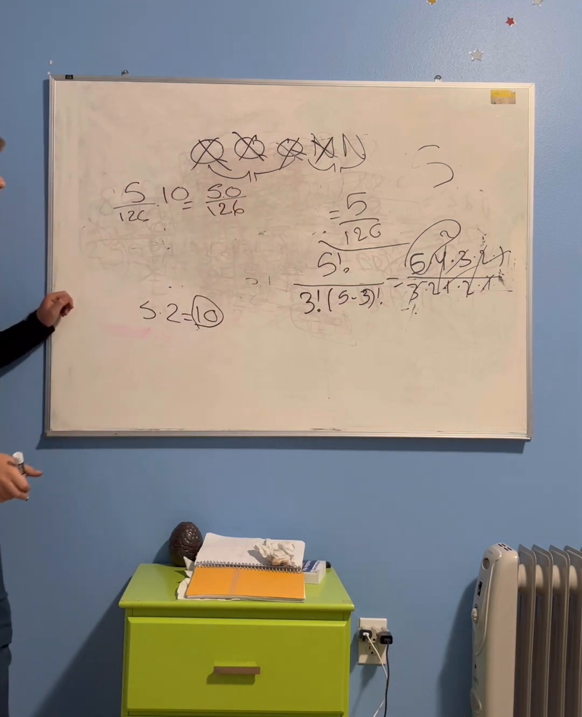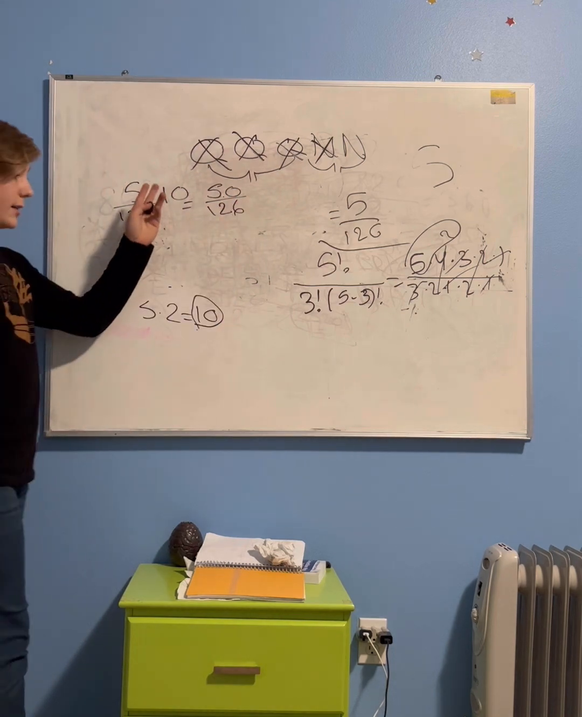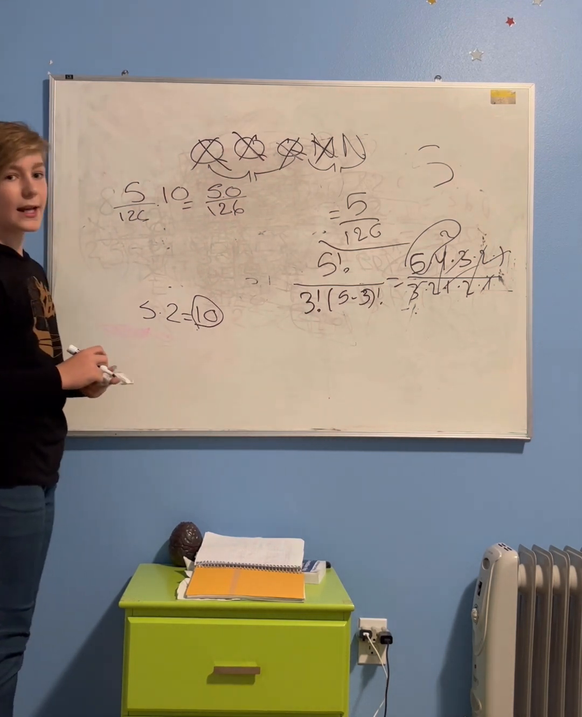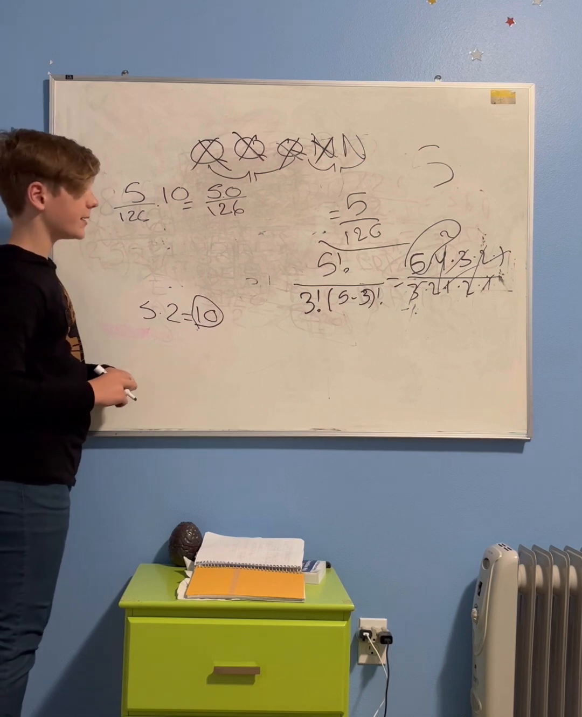So the probability of taking out 5 coins, where there's 5 quarters and 5 nickels, and getting 85 cents is 50 over 126.